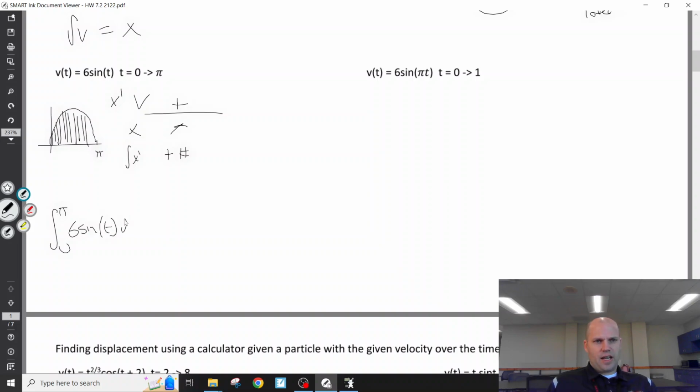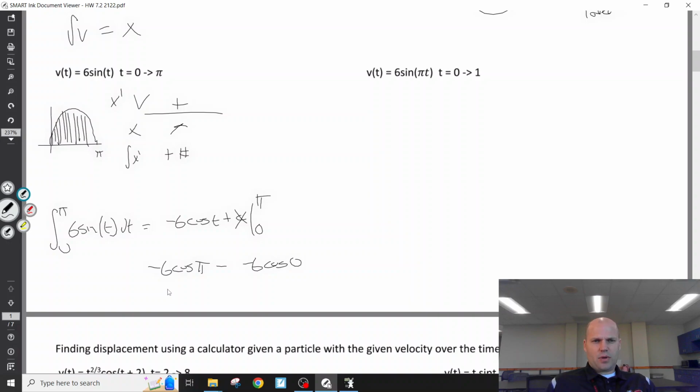This is a great question. It's like, how much is an area under a hump of sine times 6? I'd get negative 6 cos t is the antiderivative plus c. From 0 to pi, the c is going to go away. Negative 6 cosine pi minus negative 6 cosine 0.